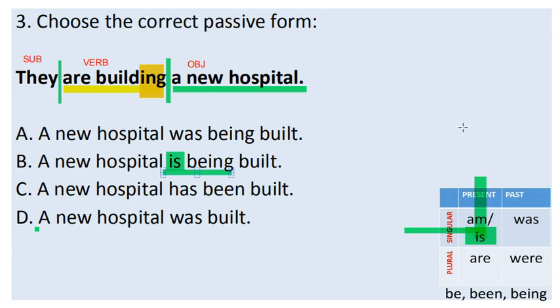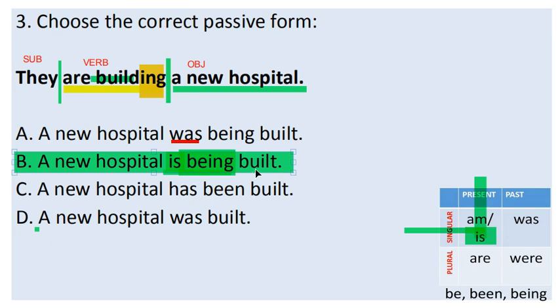Now look at the building in the given sentence. Remember that we have put the ing on it. We have transferred it to be. So we are left with build. What is the past participle of build? It is built. That is how we got a new hospital is being built.